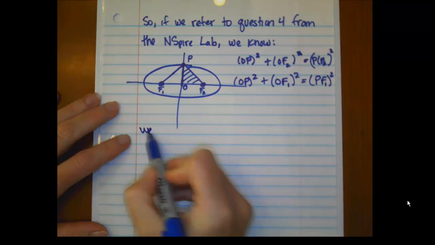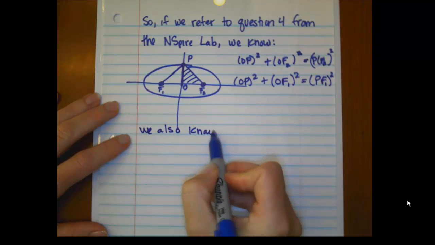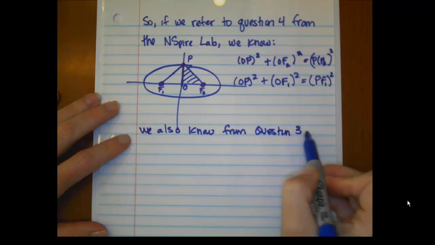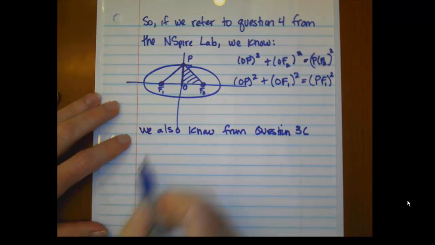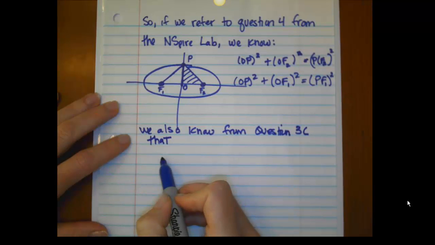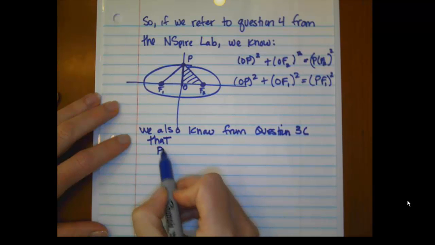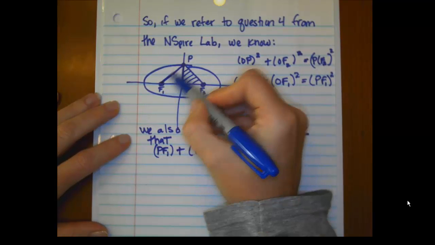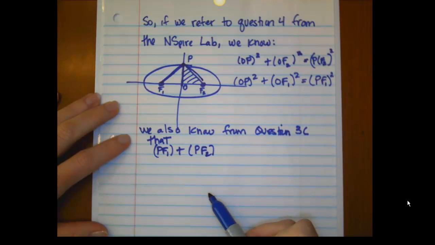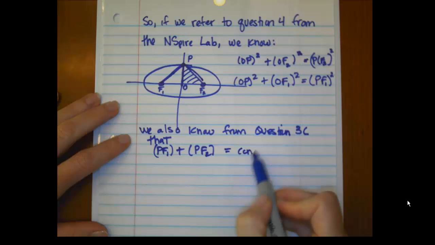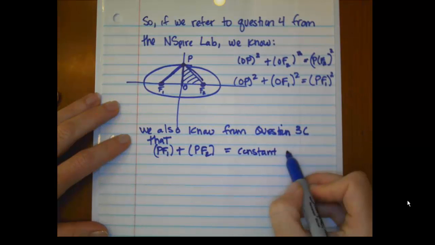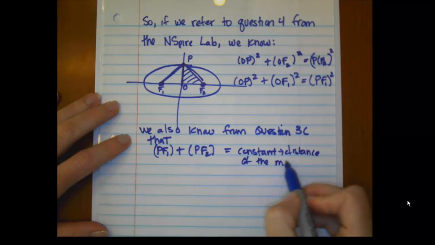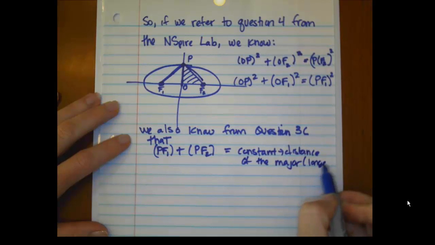Here's something we also know from that lab, from question 3C: if we take the distance PF1 and add to it the distance PF2, so I'm adding these two distances, it is some type of constant. And we learned that that constant is equal to the distance of the major, or in other words, the longer, axis.